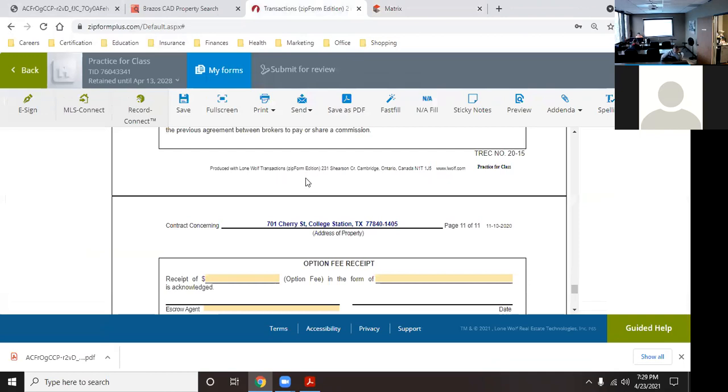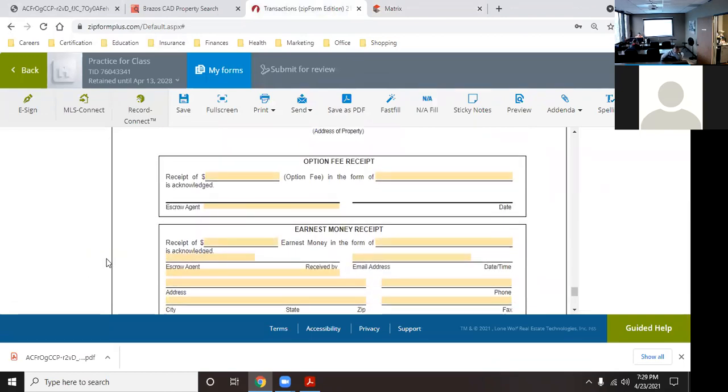Yeah, and then here is where basically you will send title company, option, earnest money, and the contract.